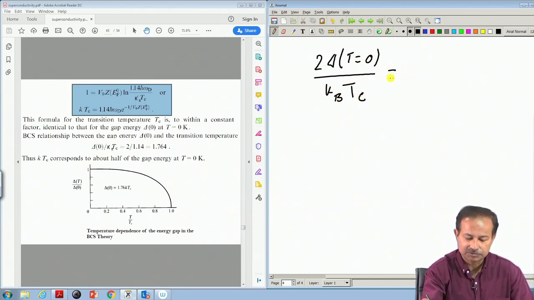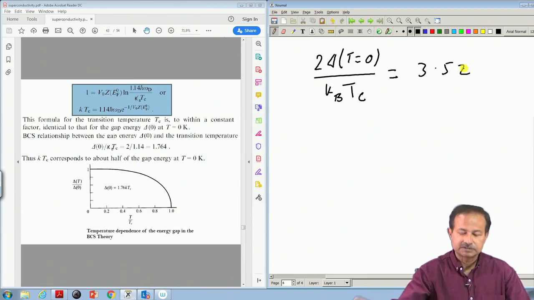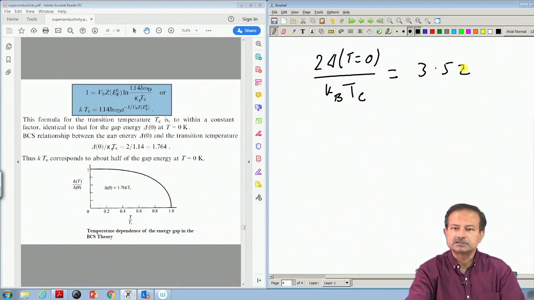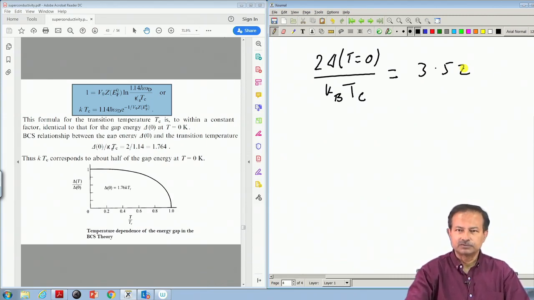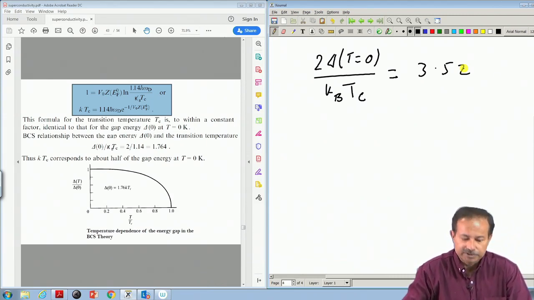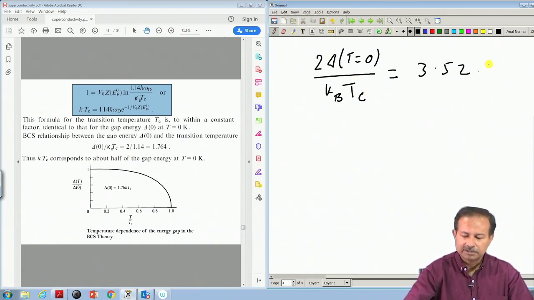and that turns out to be this 1.764 into 2, about 3.52, and that quantity is something that was experimentally verified, and that was one of the successes of BCS theory, that immediately they predicted this value of close to 3.5 for 2 delta 0 by kBTC. Historically, this 2 delta being the gap, that is why 2 delta by kBTC was the measurement done experimentally, and that turned out to be 3.52, and this exactly is reproduced by this theory.